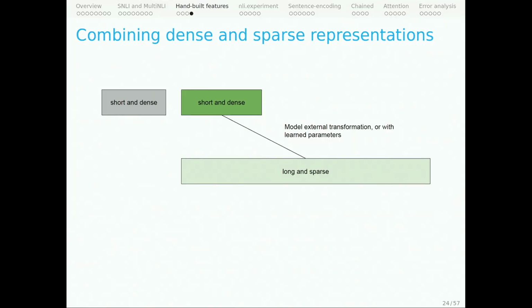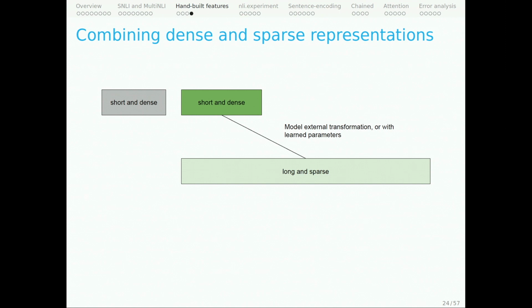One thing that I've found effective in various work that I've done recently is to do a little bit of pre-processing on the long and sparse side to just make it short and dense. And there are two classes of approach you could take there. So you could just apply something that is outside of the model you're developing, like apply LSA or PCA or something like that to shrink it down into a dense representation. That's one step. That's what I've called this model external transformation.